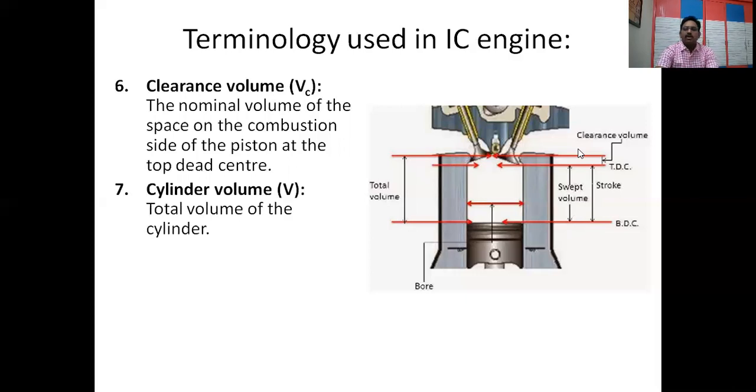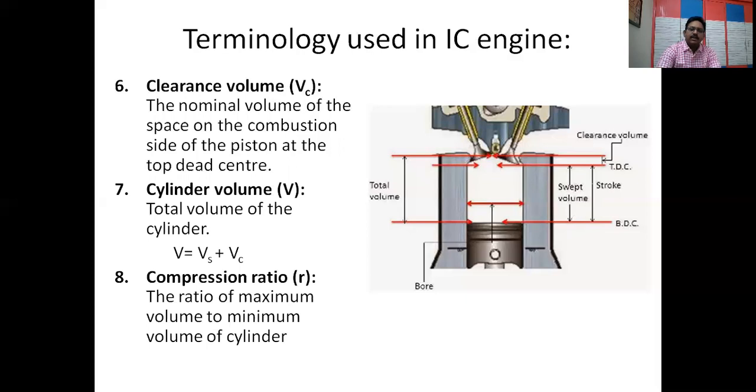And the cylinder volume, or total volume of the cylinder, is nothing but swept volume plus clearance volume. Therefore, V equals Vs plus Vc. And there is one more terminology generally used in IC engines, the compression ratio. What do you mean by compression ratio? The ratio of maximum volume to the minimum volume of the cylinder is called compression ratio. Maximum volume means total volume, that is V, and Vc is the smallest volume, that is clearance volume. Therefore, compression ratio r equals V by Vc.